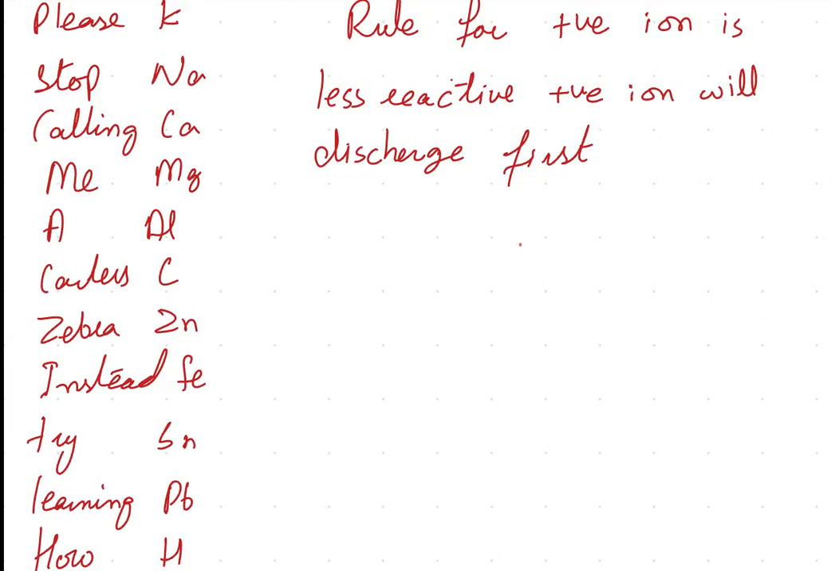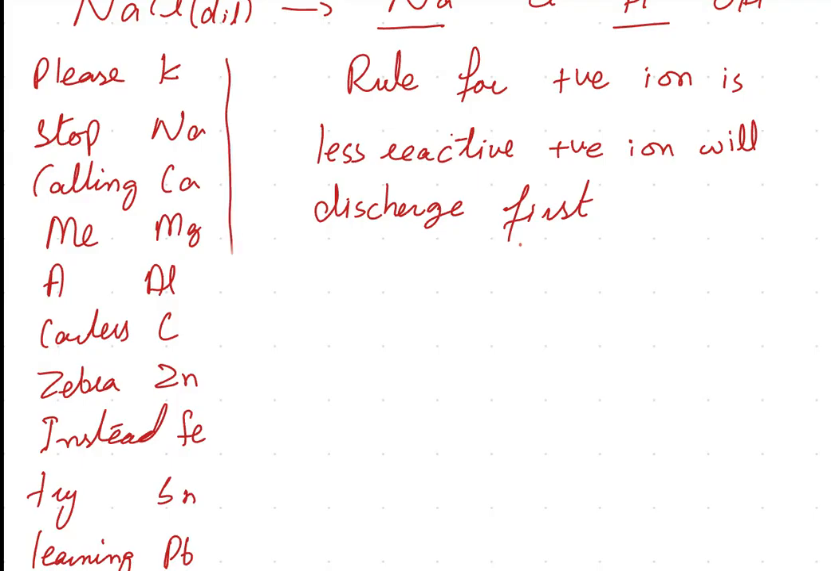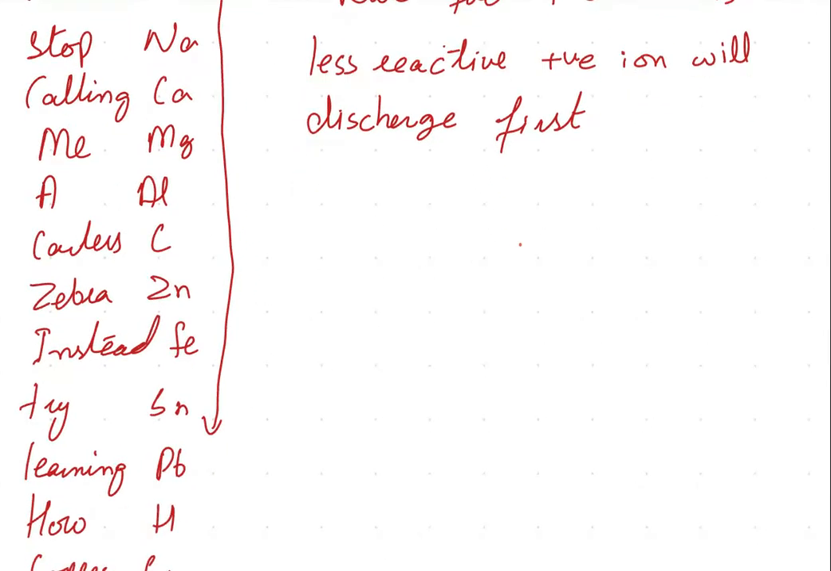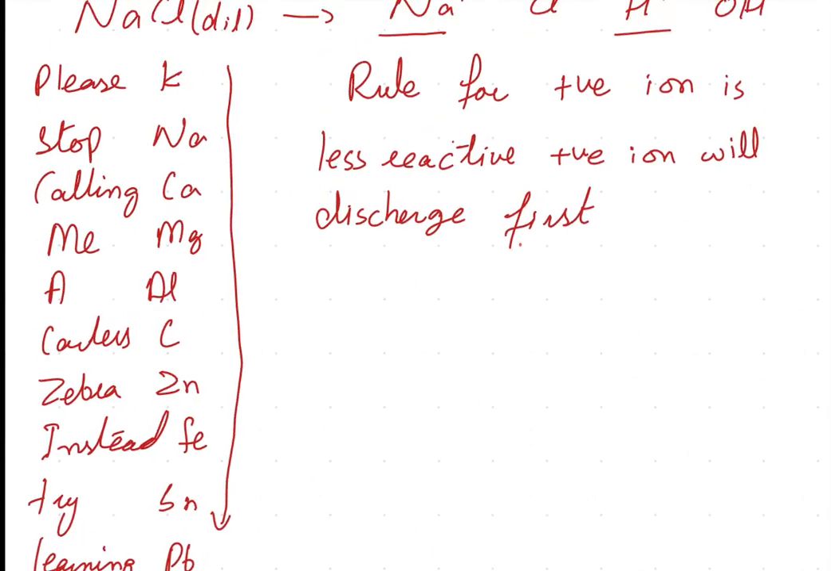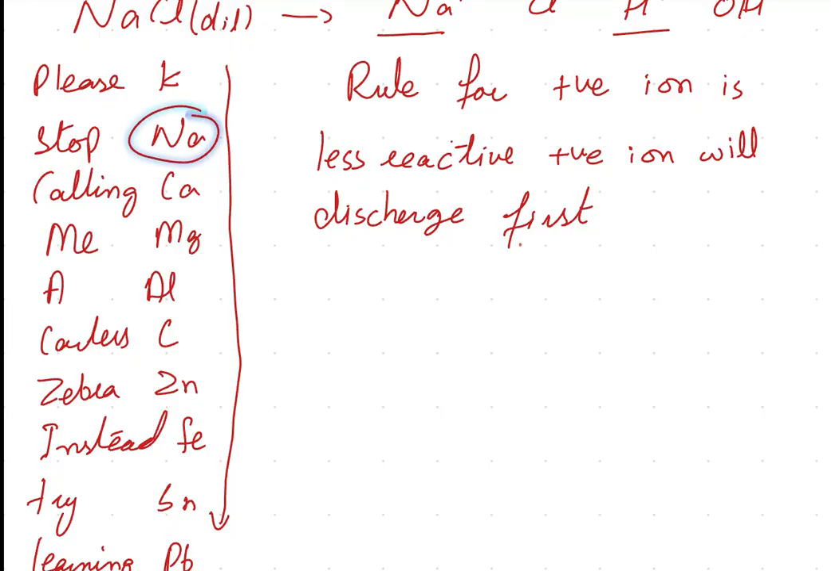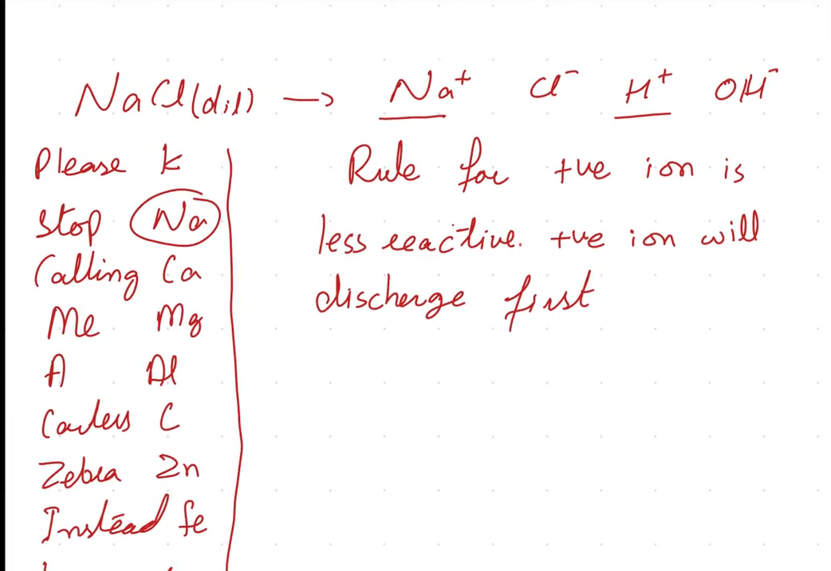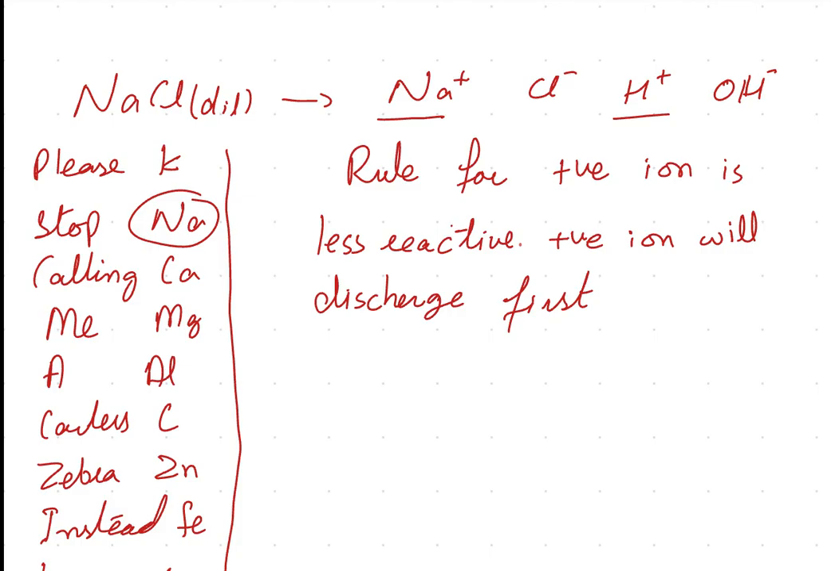So in this way you can memorize the reactivity series and keep it in the mind. When you go down in the reactivity series, it decreases. So you can clearly see that hydrogen is below sodium. So sodium is more reactive, hydrogen is less reactive. So by just memorizing the reactivity series, you can easily find out which positive ion is less reactive, and the positive ion that is less reactive will discharge first.